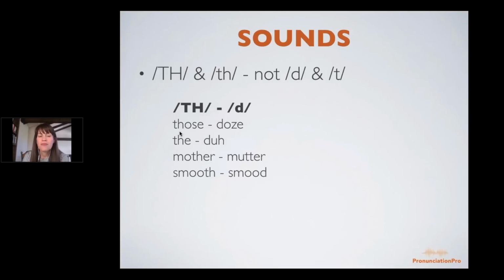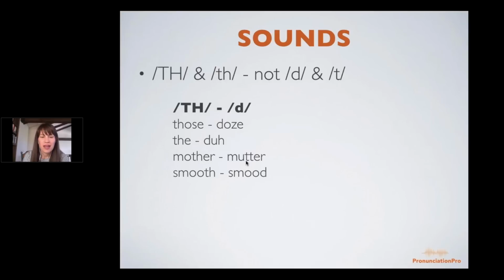So as we go through, I want you to contrast these two. So do the first word and then the second word. Those. The. Duh, yeah. Duh. Mother. Matter.